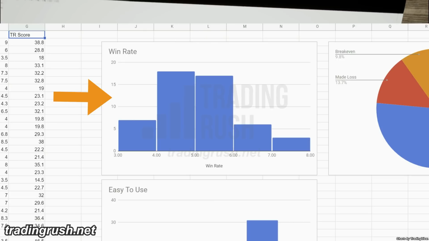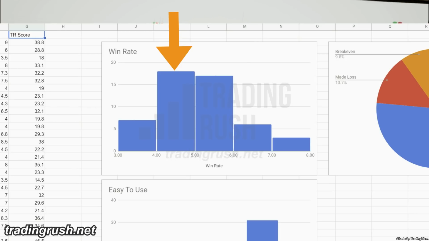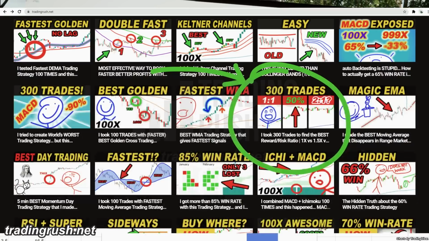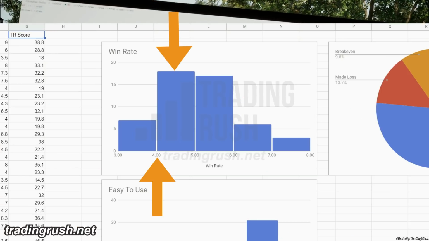However, if you plot all of the win rate data as a histogram, you will see that most trading strategies got a score between 4 and 4.9. Remember, 4 is the break-even point because we tested with a 1.5 to 1 reward risk ratio. Why 1.5 to 1 and not 2 to 1? Because when we took 300 trades to find out what reward risk ratio is the best, we found out that 1.5 to 1 is the sweet spot.